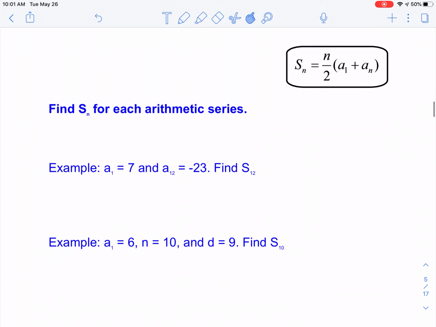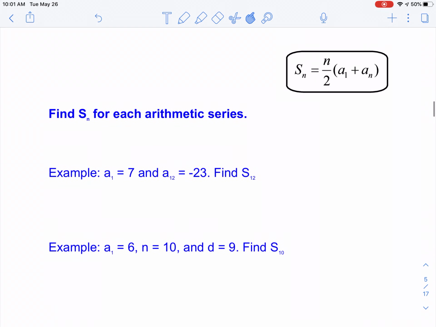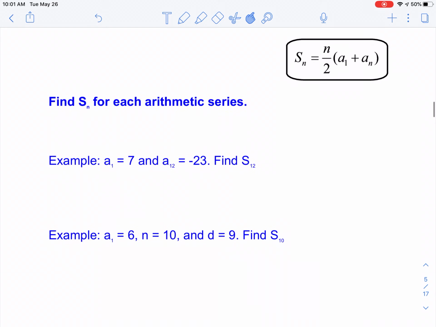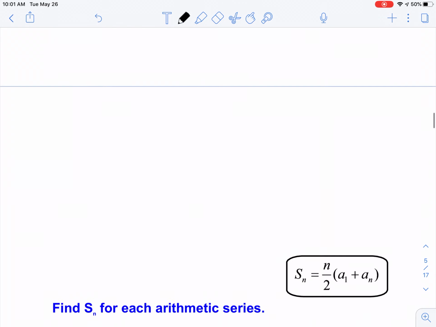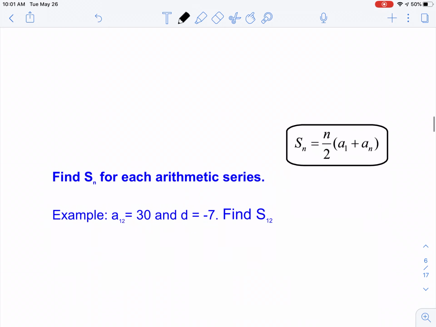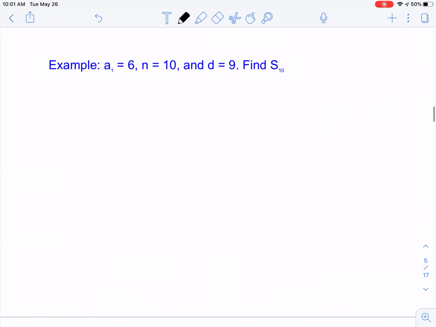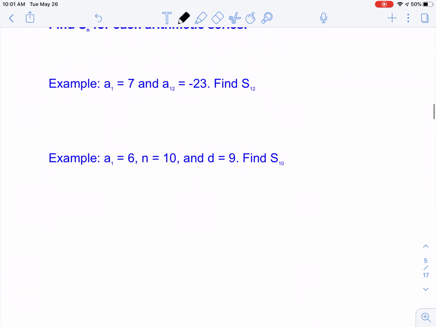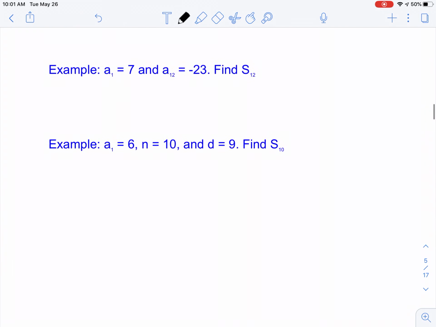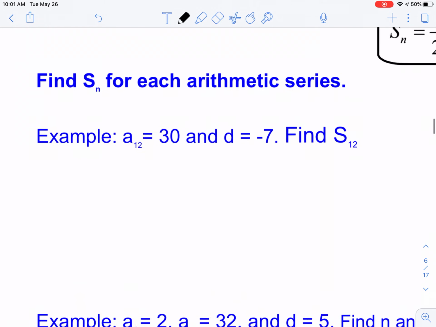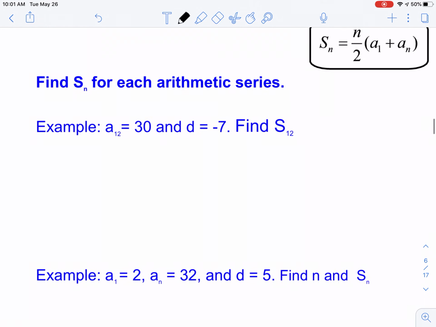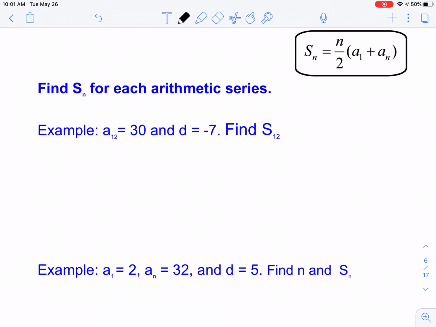Now, the only thing is that sometimes it won't ask you to find the sum. Sometimes it'll give you the sum. So you guys could try these on your own, by the way. Sometimes it'll give you the sum and ask you to solve for something else. So like, let's look for a good one here. Yeah, like look at this one. It gives you a12, it gives you d, and it gives you S12. It doesn't ever tell you a1 though. Remember, we need a1 for this formula. See that formula right there? You need a1. We don't have a1.